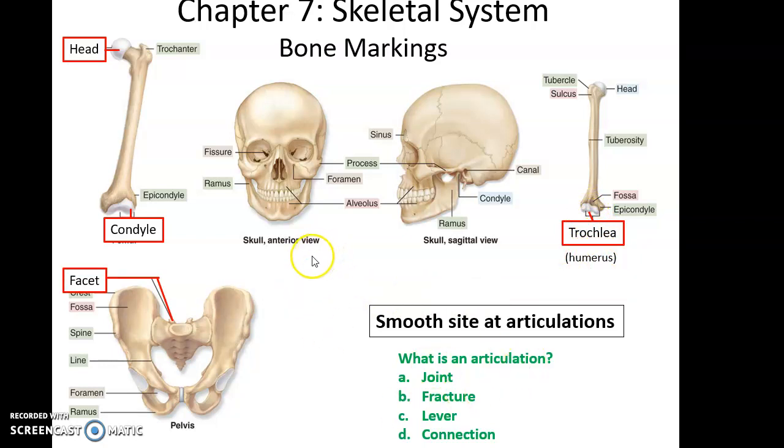So what is an articulation? An articulation is a joint. So joints can be called articulations. We articulate at articulations.